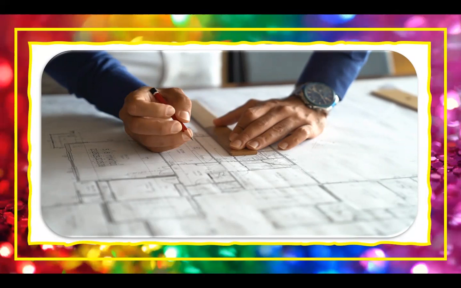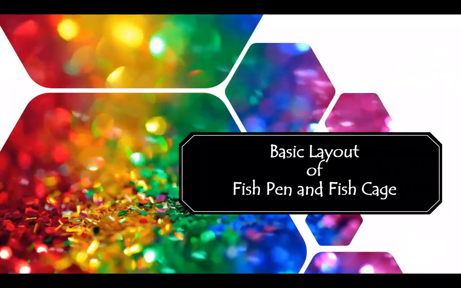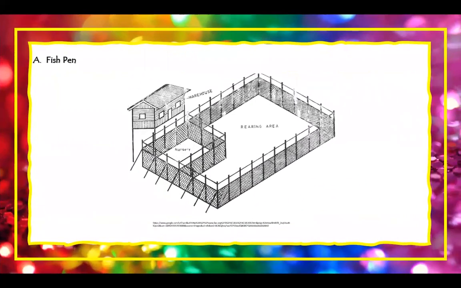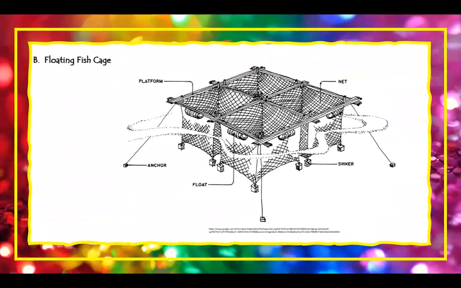In this lesson, we will provide the basic layout of fish pen and floating fish cage, as well as the different parts of each aquaculture facility. So let's start with the first, the basic layout of fish pen and fish cage. We have the layout of a fish pen. Next, we have the layout of a fish cage.